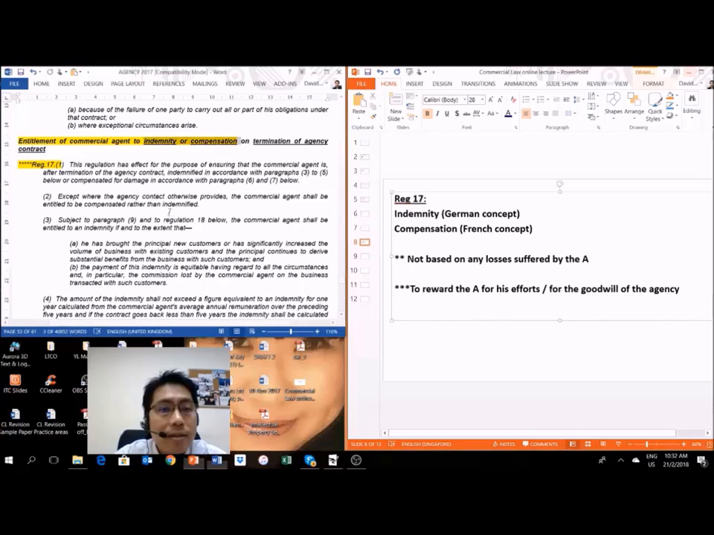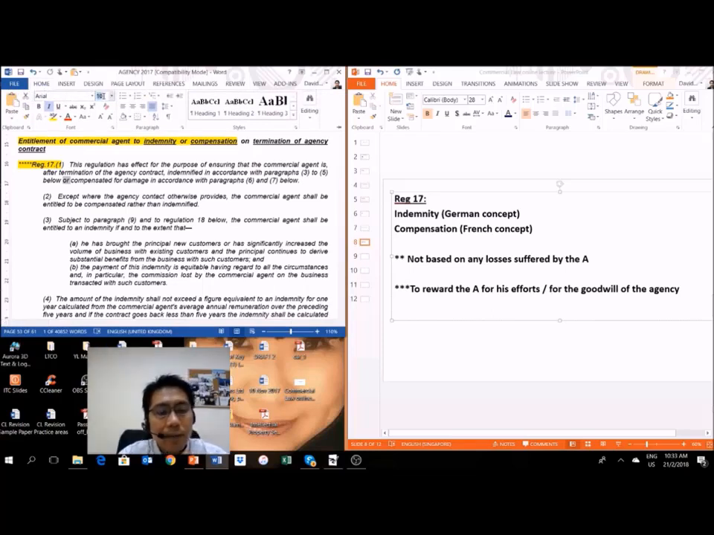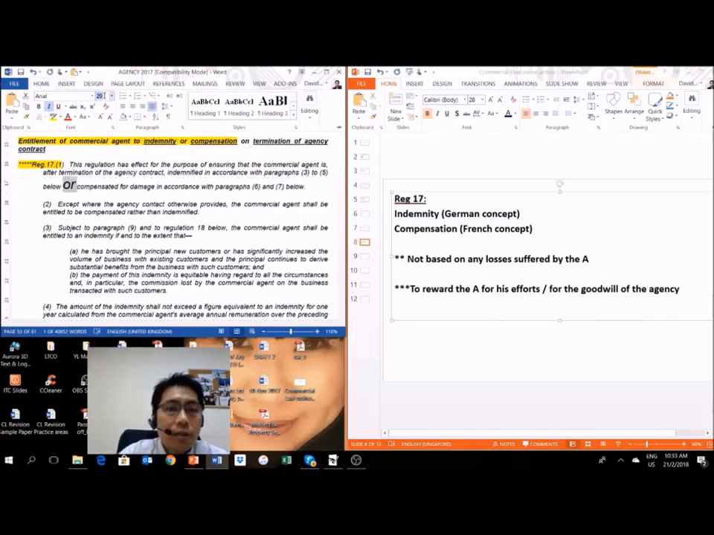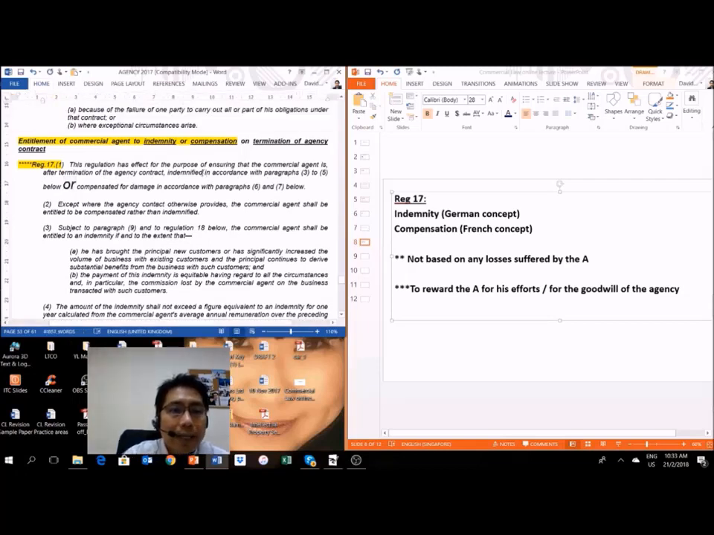And so you'll find here, for instance, in Regulation 17.1 itself, it says very clearly that the commercial agent is entitled to be indemnified or compensated, right? So I put this here just to highlight that as far as the commercial agent is concerned, it is a choice to go for either indemnity or compensation. And this is the part I said is unique to the UK, in that they have incorporated both concepts into the regulation, giving the agent a choice of one or the other.